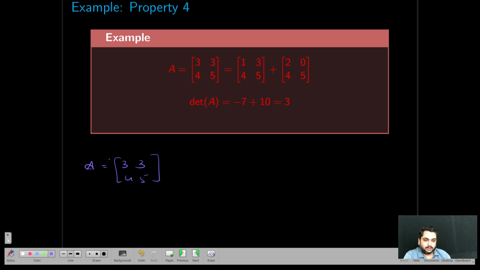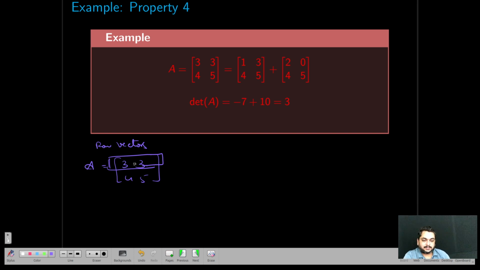If I consider only this first row, this is called a row vector. You will see in the coming videos the introduction of row vectors and column vectors, and there we will explain in detail. To understand this property, a row vector means that in a matrix, each row forms one row vector and each column forms one column vector.